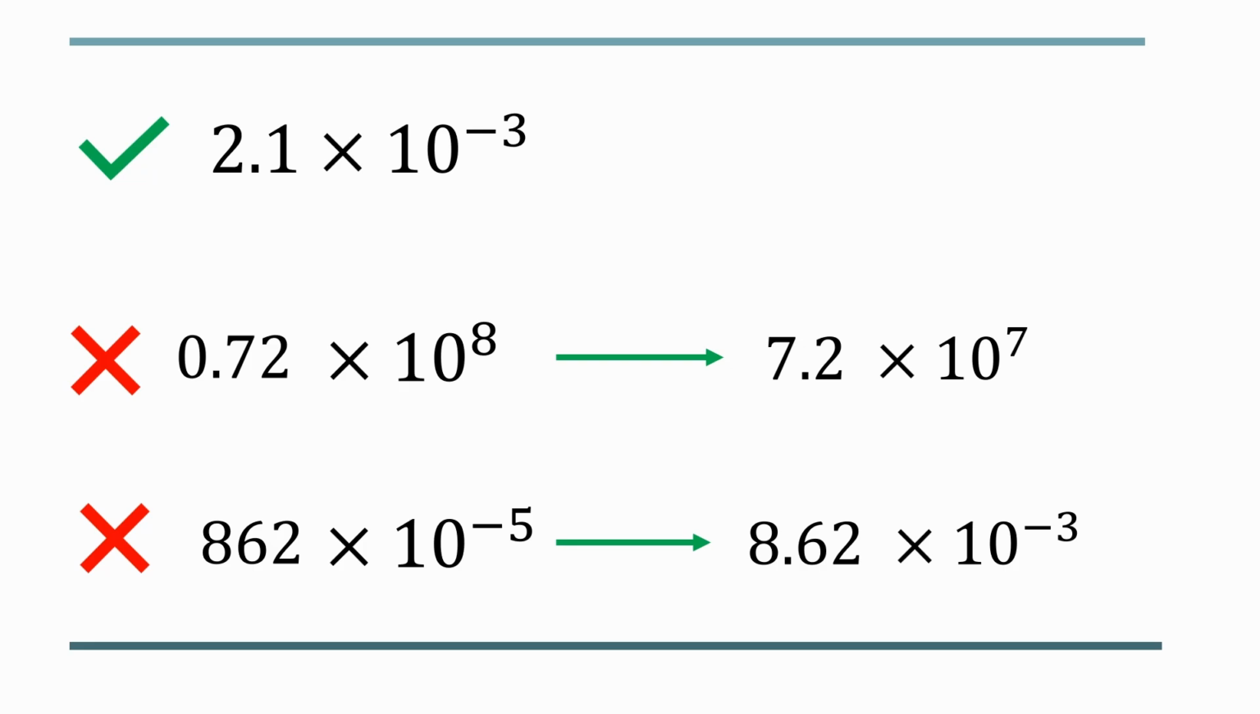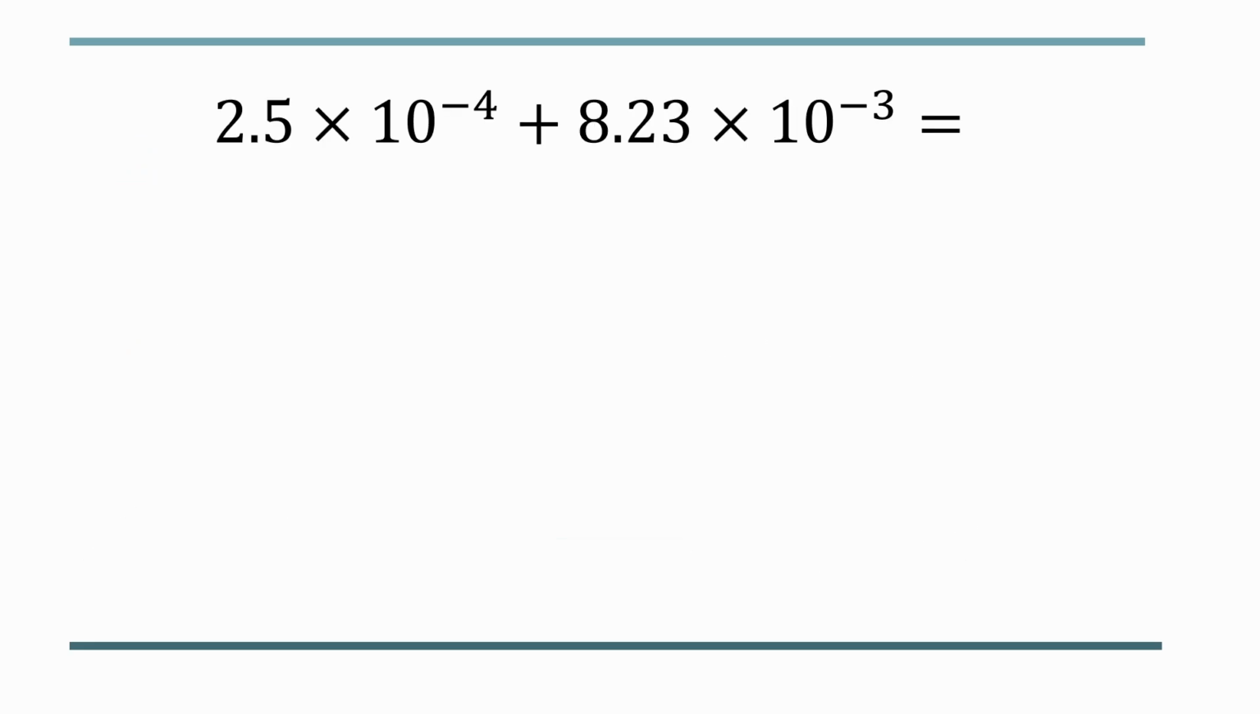Let's talk about arithmetic operations with numbers in standard form. We have here two numbers written in standard form. Let's add them up. We want our final answer to be in standard form as well. The first thing we want to do is to make their powers of 10 the same. We can choose, for example, to make all the powers of 10 to have an index of minus 3.